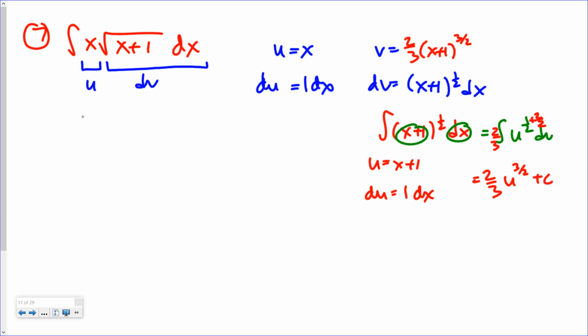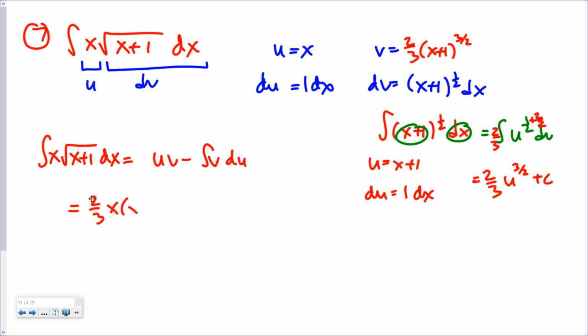All right, so my answer, according to the integration by parts formula, the integral of u dv is equal to uv minus v du. U times v are these 2 adjacent expressions multiplied by each other. So that's 2/3 x times x plus 1 raised to the 3/2. And then I subtract v du, which is these diagonals multiplied by each other, which is 2/3 x plus 1 raised to 3 halves dx. All right. In order to do this integral on this side, I'll make u equal to x plus 1.